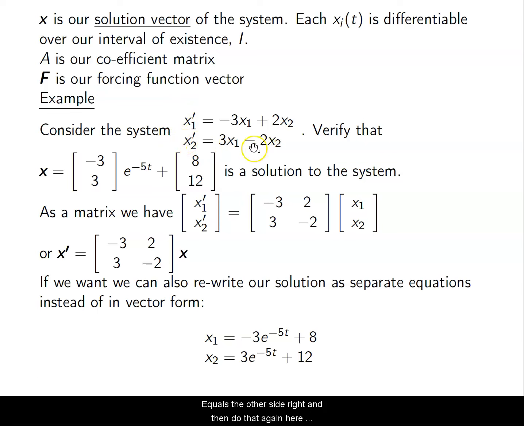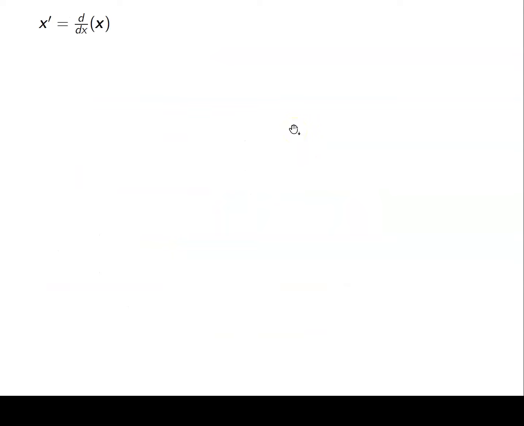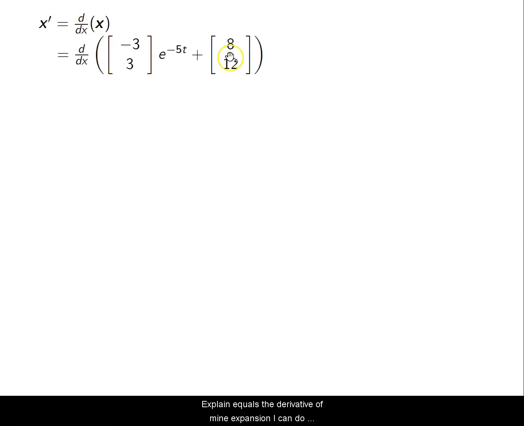And then do that again here. In order for this to work as a system, it has to work for both. It cannot work for only one. It has to work for both equations together, right? So, x prime equals the derivative of my x function. I can do this all at once if I want to. And I get 15, negative 15 e to the negative 5t.